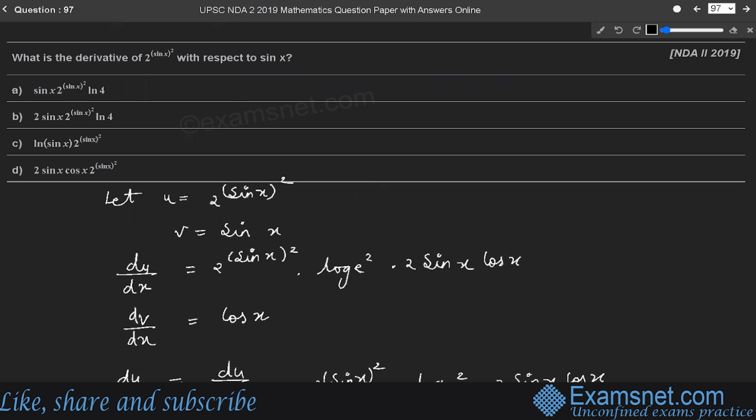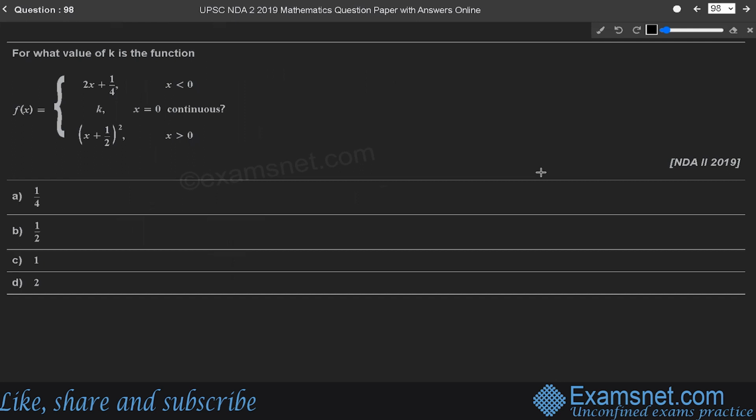Moving on to the next question. For what value of k is the function f of x equal to (2x plus 1) by 4 when x is less than 0, k when x is equal to 0, and (x plus 1) by 2 whole square when x is greater than 0, continuous?